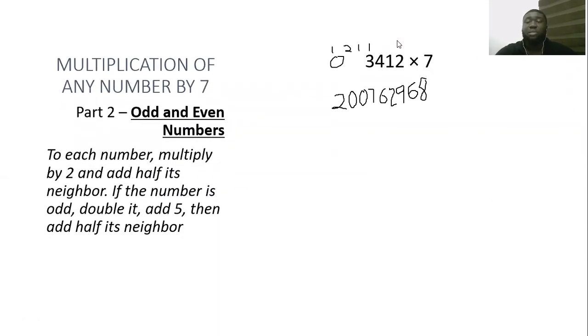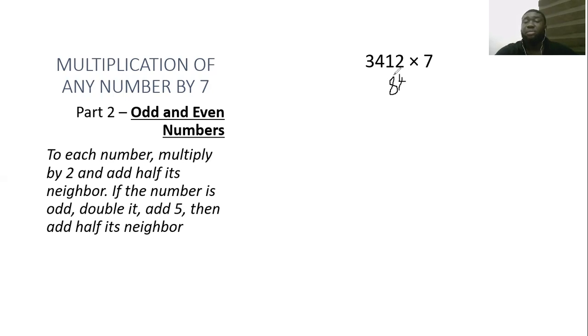Okay, so we have this example here. 3412 multiplied by 7. So remember that when you have an odd number, all you need to do is to multiply by 2 and then add 5 before you add half of the neighbor. This is still an even number. So 2 multiplied by 2, we have 4. The next number is an odd number. So we first of all multiply by 2. So 1 multiplied by 2 is 2. And then we add 5. 2 plus 5 is 7. Then we add half of the neighbor. So 7 plus 1, we have 8.